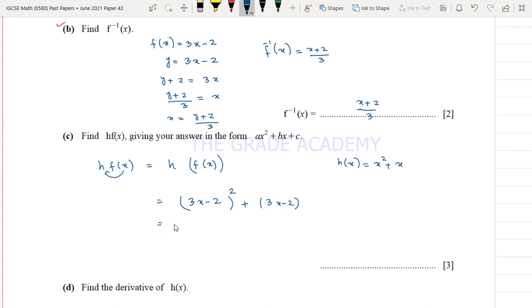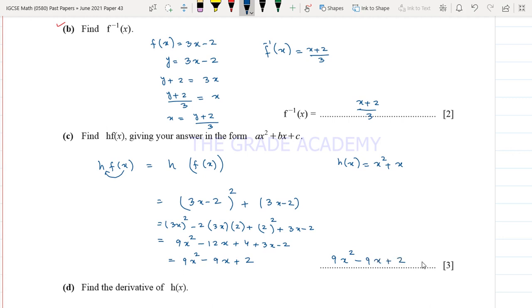So now let us expand this square. This is 3x whole squared minus 2 into 3x into 2 plus 2 squared, plus 3x minus 2, which is equal to 9x squared minus 12x plus 4 plus 3x minus 2. If we simplify it further, 9x squared minus 9x plus 2. So this is our required form. So 9x squared minus 9x plus 2 is h of f of x, or h f of x.